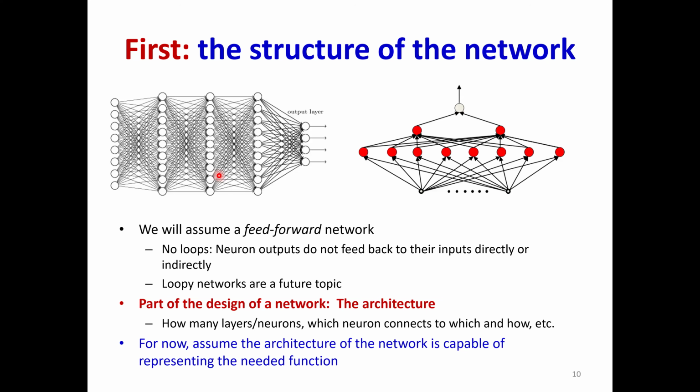Part of the design of a network is the architecture: how many neurons, how many layers, how many neurons per layer, how these are connected, etc. For now, we're going to assume that the architecture of the network is known and that it is capable of representing the desired function.